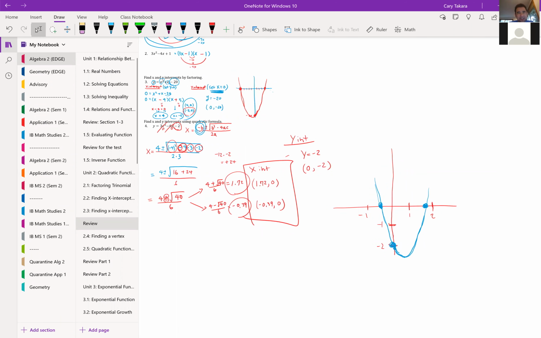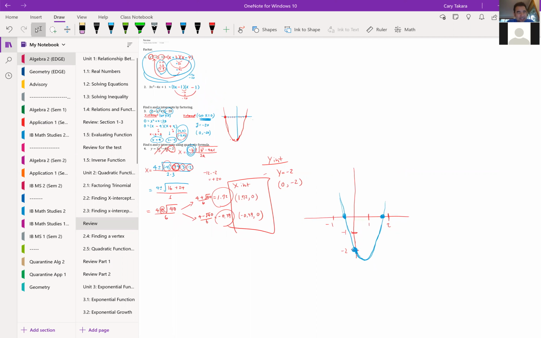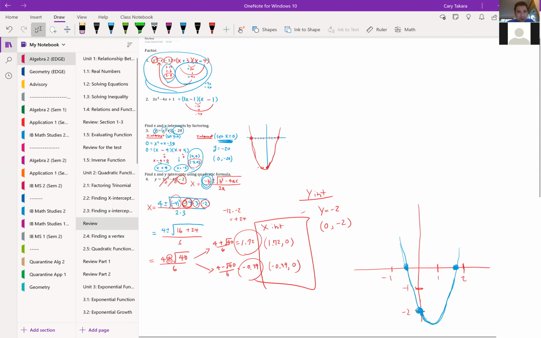So that's it. These are the three things that we've done for the past 3 days, Tuesday, Wednesday, and Thursday. And I would like you to make sure that you know how to do that. First, factoring. That's what we did on Tuesday. And then we used factoring to find the x-intercepts. And then we learned to use the quadratic formula to find the x-intercepts. Okay, so those three things.